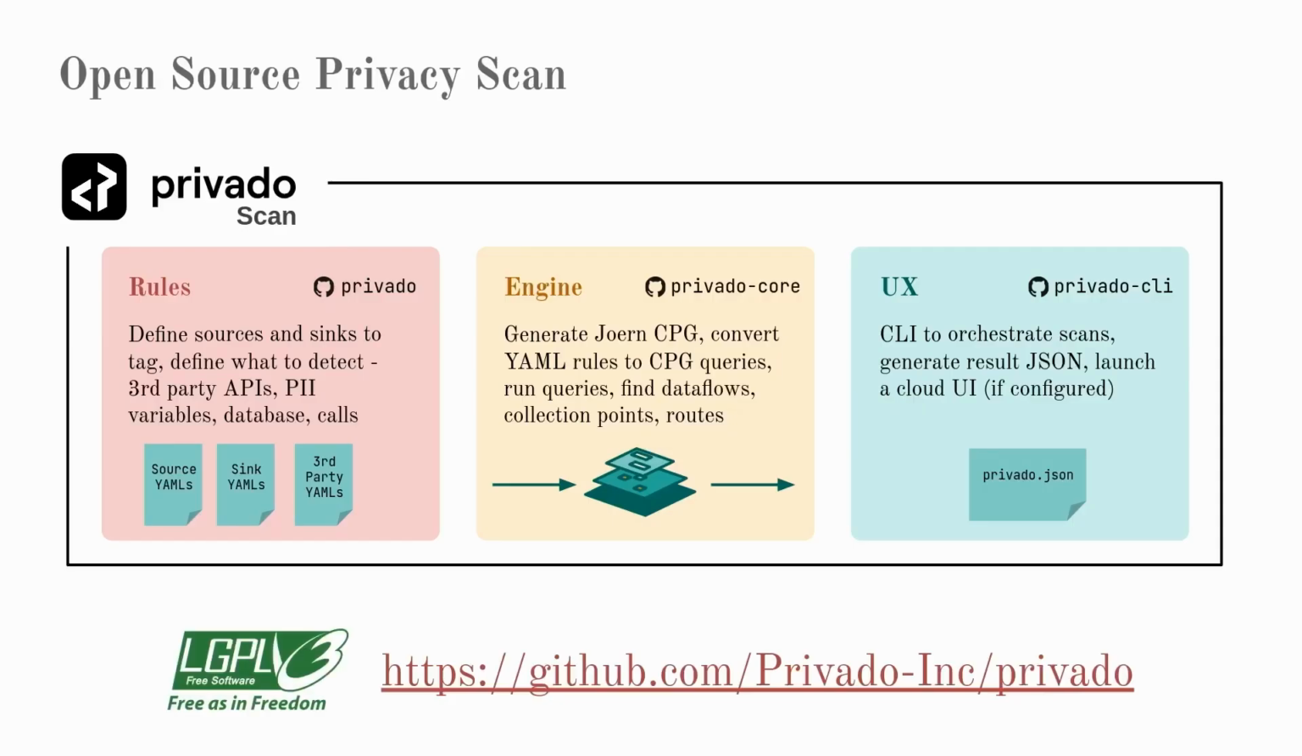We want to build this tool to scale static analysis for privacy. How does it work? So the 3 components of this thing, you can go on GitHub and check out all of this. There are rules, easy to define YAML rules. And then there's an engine which generates the graph that I just talked to you about, takes these rules, converts them into queries, finds out data flows, interesting points inside the code relevant for privacy, and then a UX piece, which is just a simple CLI. And that generates your result in a JSON format. That's also open. You can check it out. You can also view it on a cloud UI, but only if you want to configure it, otherwise everything can run completely on your system.